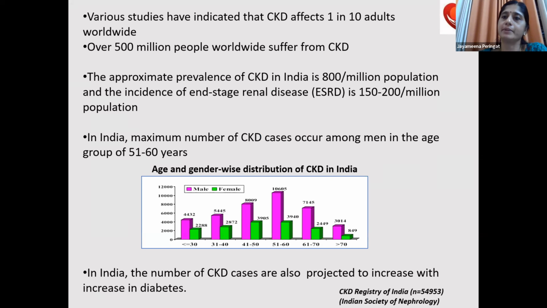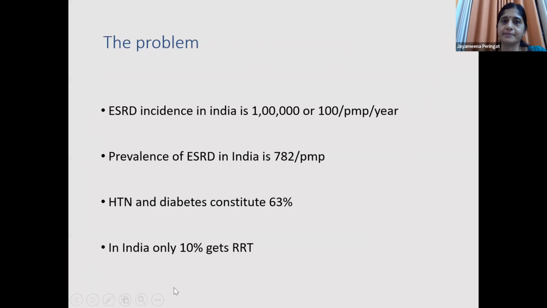Nearly 500 million people are actually suffering from CKD worldwide. The approximate prevalence in India is about 800 per million population, and among that, almost 150 to 200 million are in ESRD. India has the maximum number of CKD cases among men, especially in the age group of 51 to 60. And this number is going to increase further with the projected increase in diabetes.